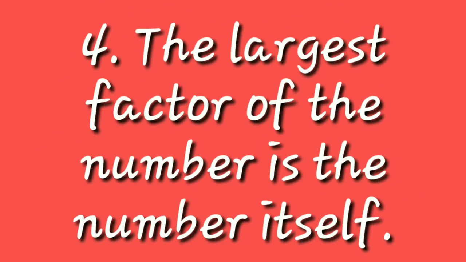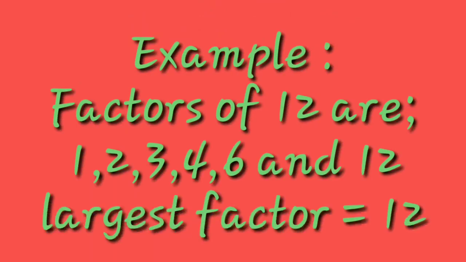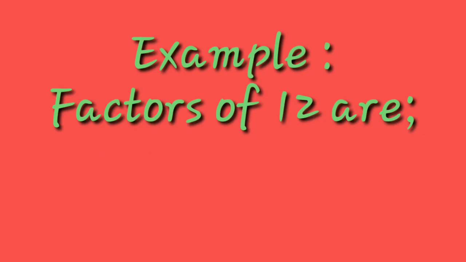The fourth property states that the largest factor of the number is the number itself. For example, let's take the example of 12 again. Here the factors of 12 are 1, 2, 3, 4, 6 and 12. The largest factor that comes out of 12 is 12, that is, the number itself. No factor should be greater than 12.